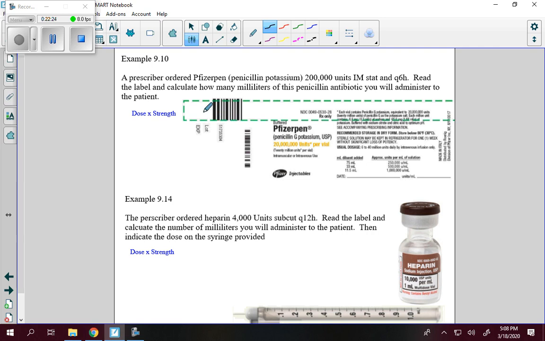So here's another example. A prescriber ordered this medicine. It's a penicillin potassium, 200,000 units intramuscularly stat, so right away, and every 6 hours. Read the label and calculate how many milliliters of this penicillin antibiotic you would administer to the patient. So if I'm administering it, it's just right now. And I need 200,000 units.